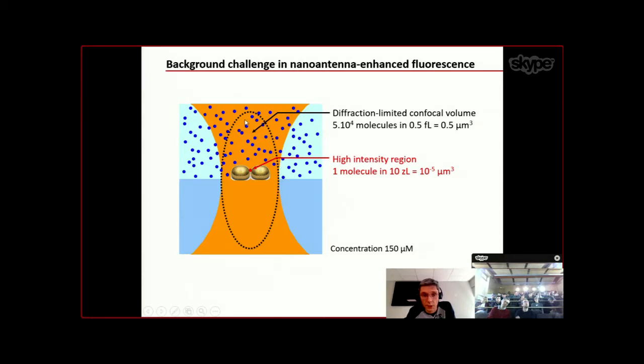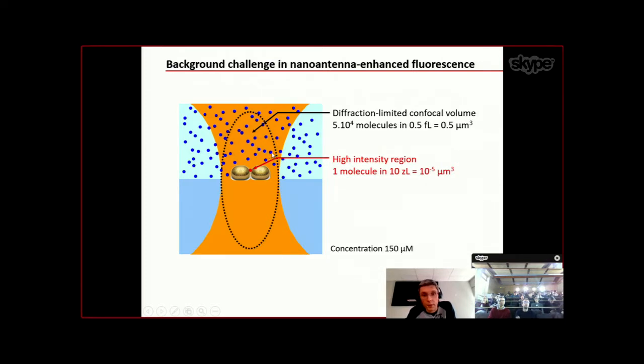Okay. These molecules, the blue ones, are in the confocal volume. They are going to be excited by the laser. They are going to emit light, not enhanced. But because there are many, the background signal is going to be high. Said differently, I have one molecule in the hotspot. It's enhanced 1,000 times. So I have a signal of 1,000.